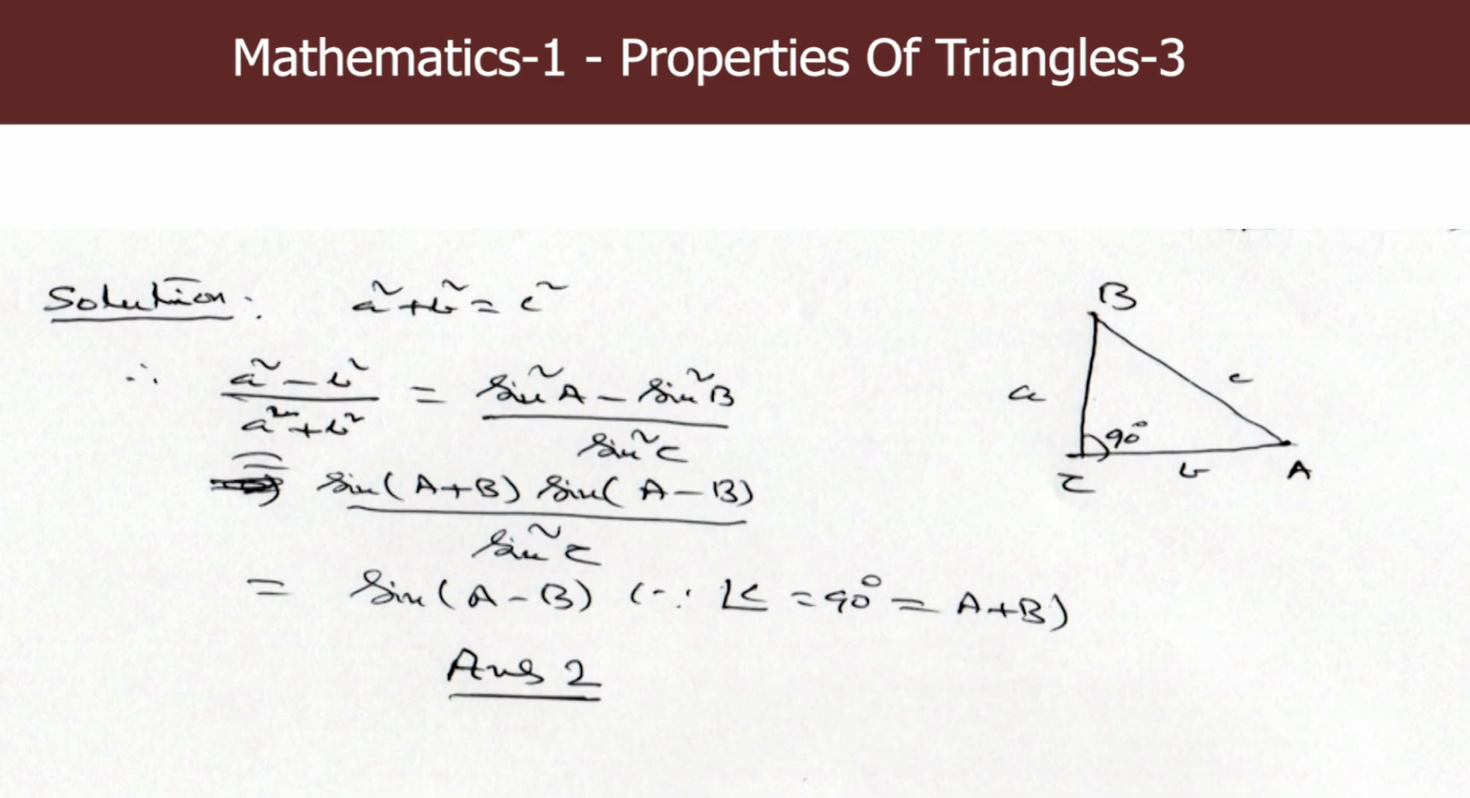So a square minus b square by a square plus b square is nothing but sin square A minus sin square B by sin square C. And sin square A minus sin square B is sin(A plus B) into sin(A minus B), divided by sin square C. Which is nothing but sin(A minus B), since C is equal to 90 degrees, is equal to A plus B. So therefore, the correct answer is option number 2.